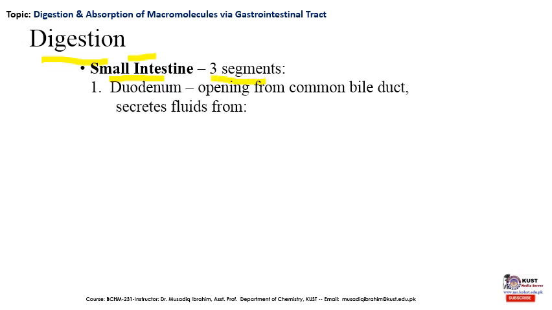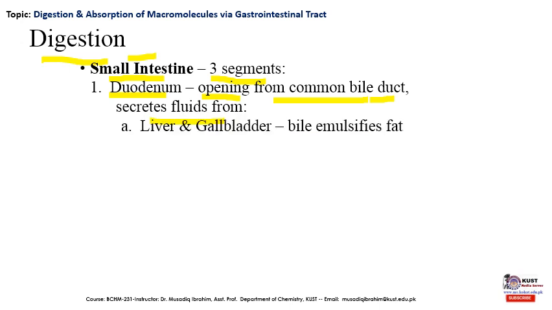Now moving on to the process of digestion, after the stomach, the small intestine is the area where the food, or partially digested food, enters. And the small intestine has 3 segments. Now the first one is the duodenum, and it also has an opening from the common bile duct, and the bile duct is a tube structure which secretes fluids from the liver and gallbladder.